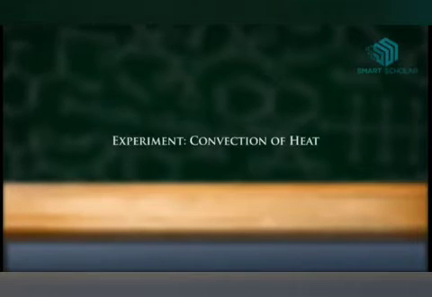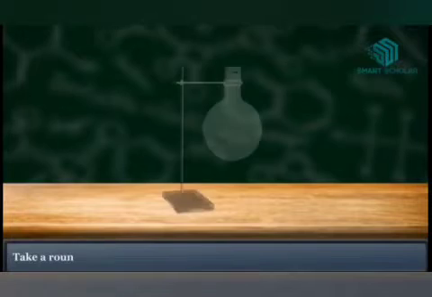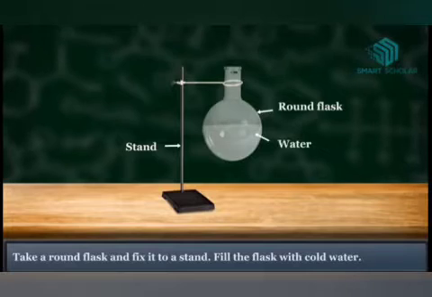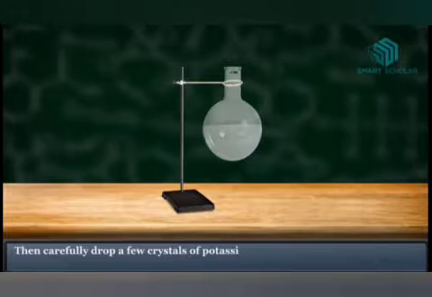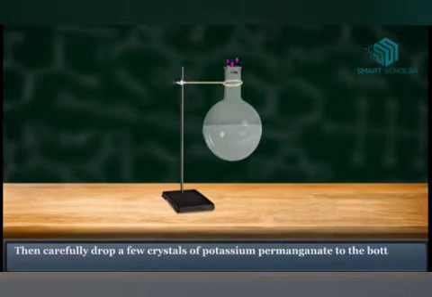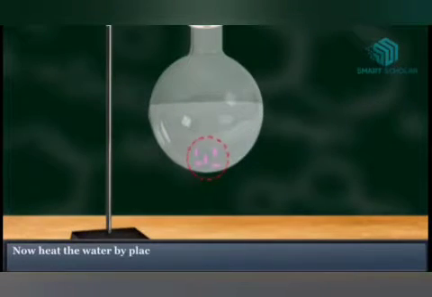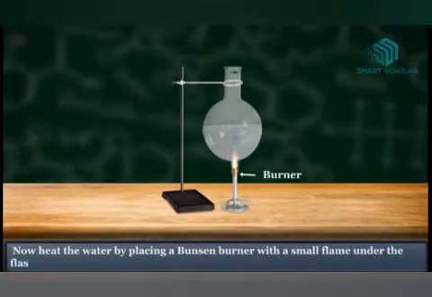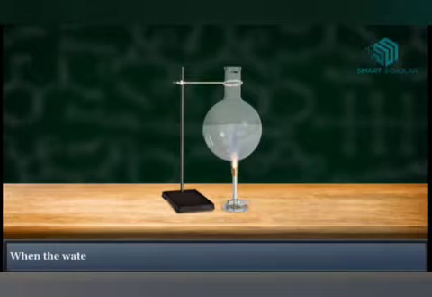Experiment: convection of heat. Let us learn about convection of heat in water. Take a round flask and fix it to a stand. Fill the flask with cold water. Then carefully drop a few crystals of potassium permanganate to the bottom of the flask. Now, heat the water by placing a Bunsen burner with a small flame under the flask and observe the crystals.